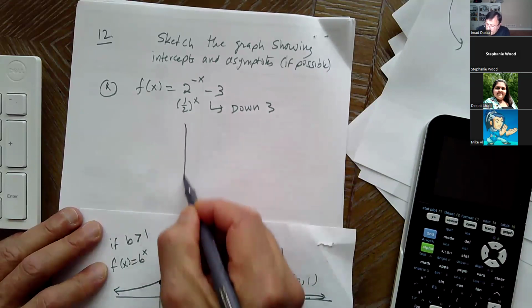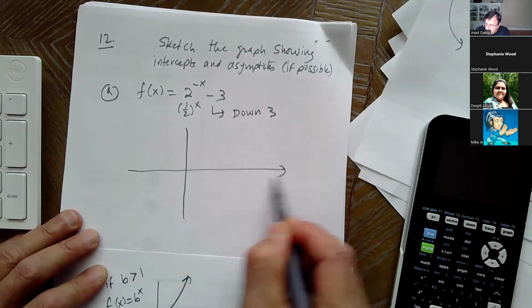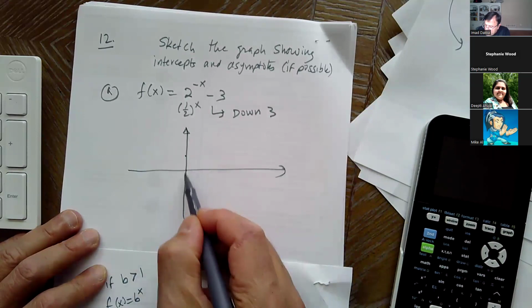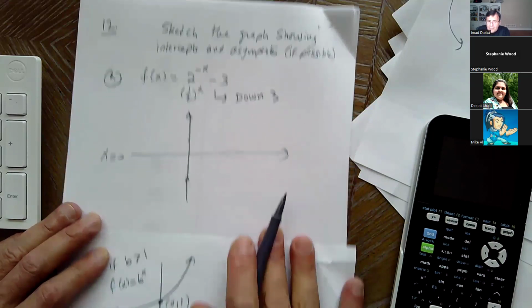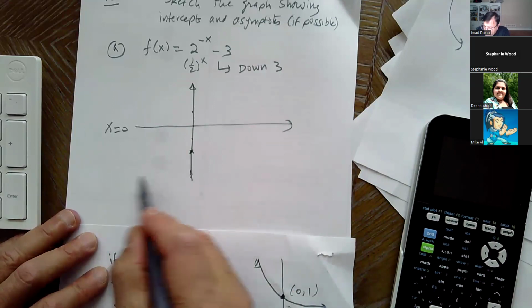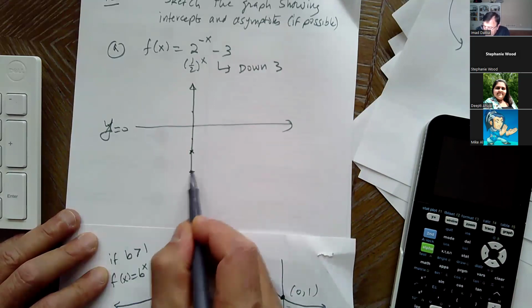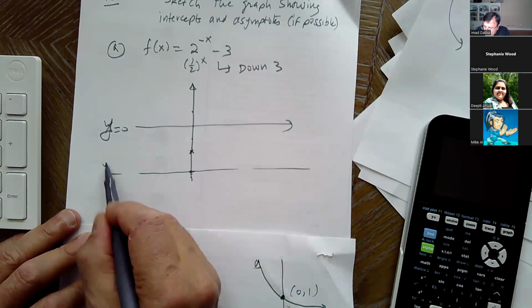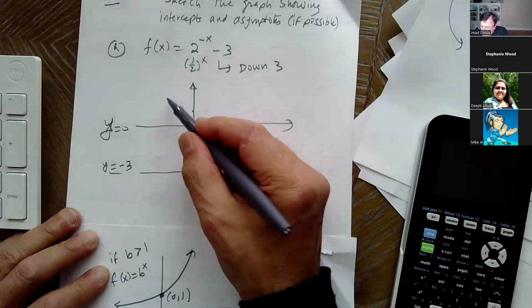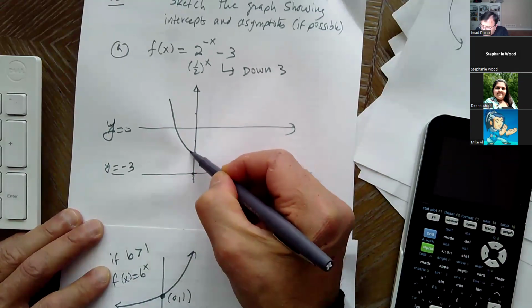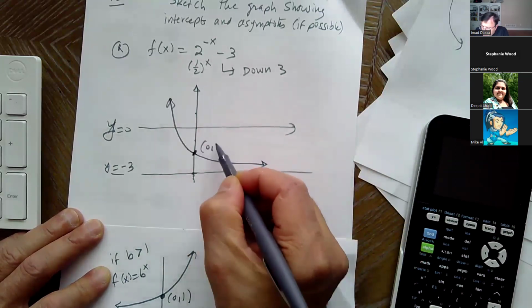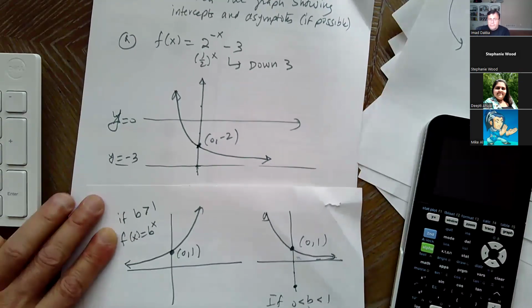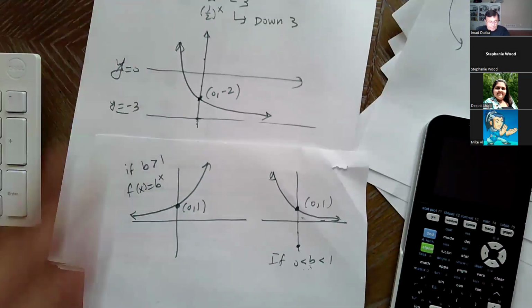So let me just do the graph here. So 0, 1 is going to go to 0, -2. If you go down 3, the asymptote y equals 0 becomes y equal -3. And you just copy and paste the basic graph. That's all you need in there. 0, -2. Okay. That's all you need.